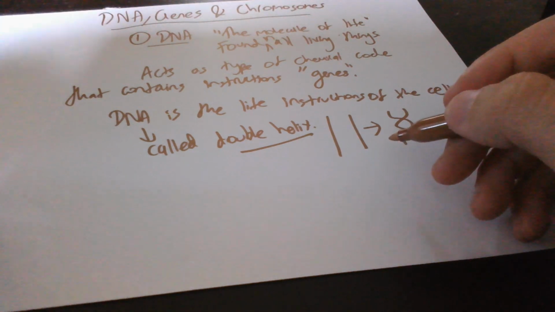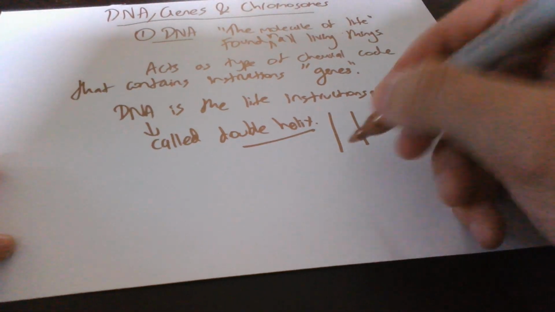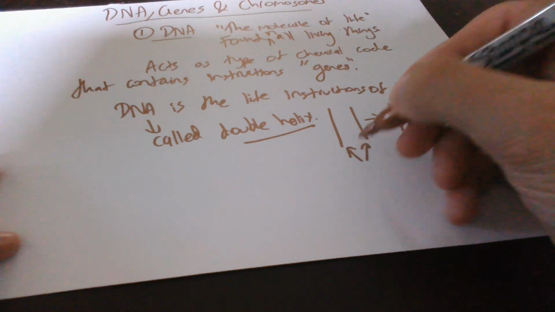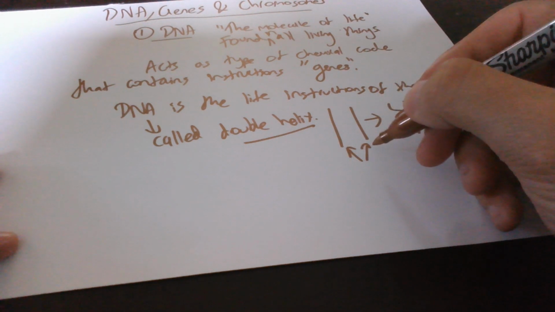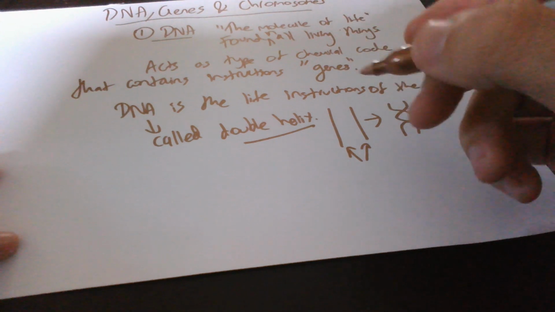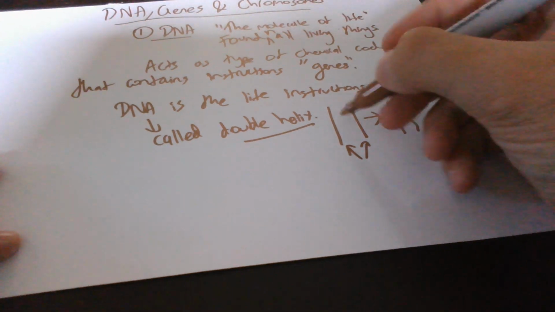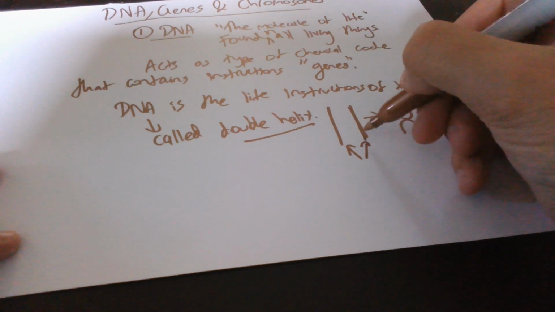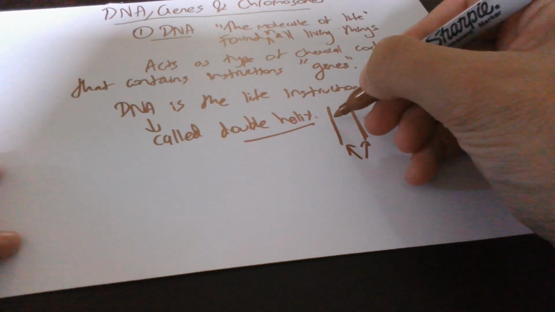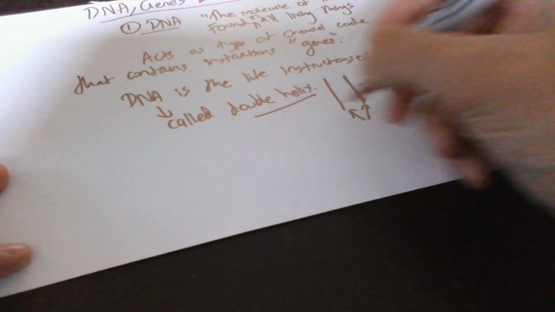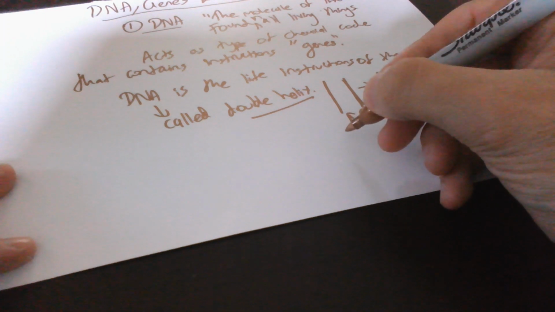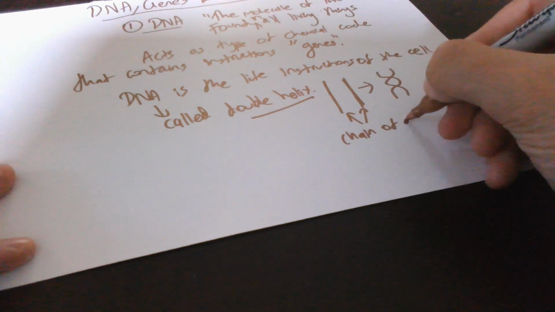Okay, for DNA, and I'll talk about this in another video, these two uprights are made of a chain of alternating sugar and phosphate units. Okay, think of it as a ladder. Okay, the ladder rungs. Sorry. So I'll write this down actually. So chain of alternating sugar and phosphate units.